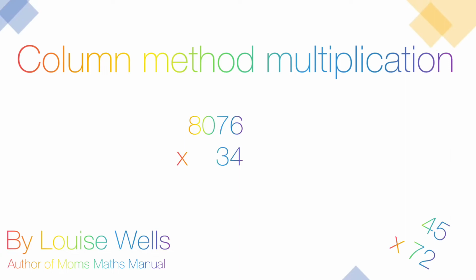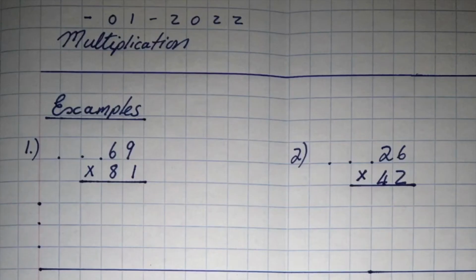Please write today's date, -01-2022. Your heading, multiplication, skip a line and rule off. Then write a heading, examples. We are going to do 6 examples, and I'm going to do them step by step. Write number 1 in the margin, skip 1, 2, 3 blocks, and write 69 times 81.